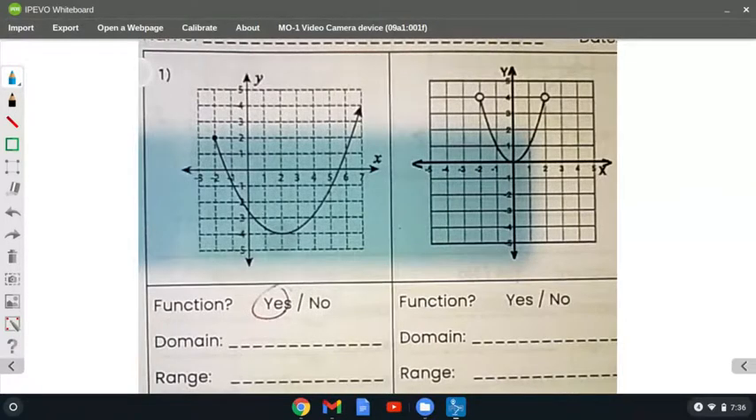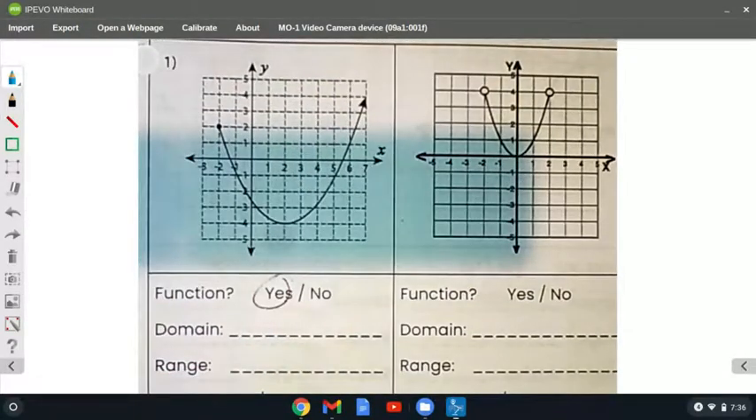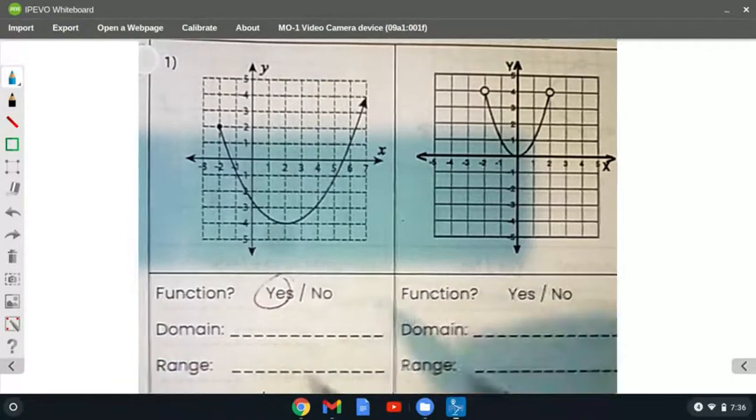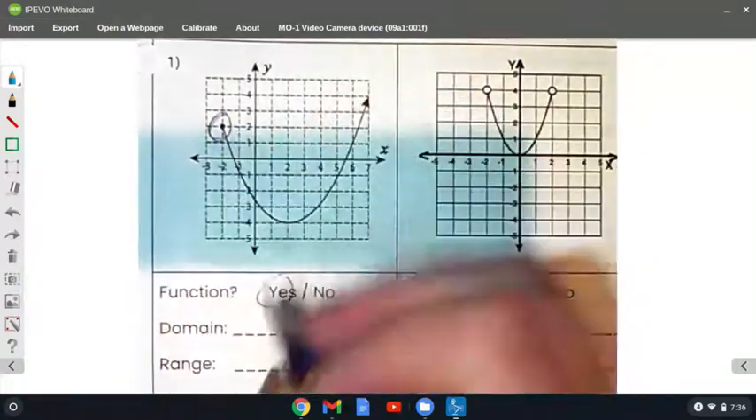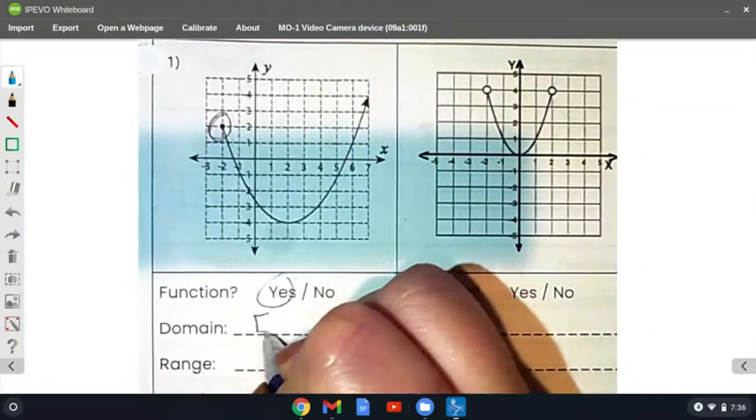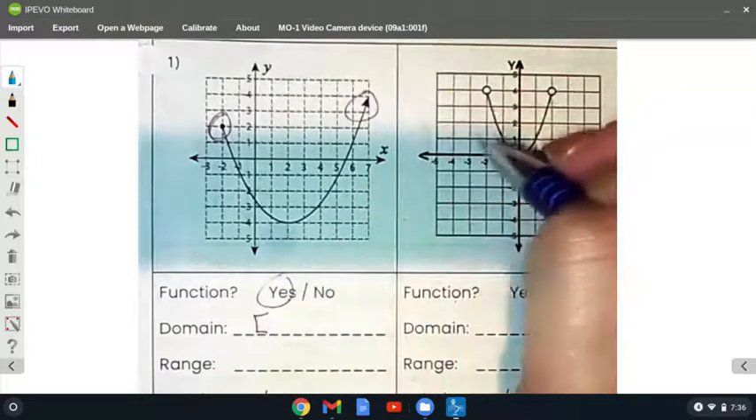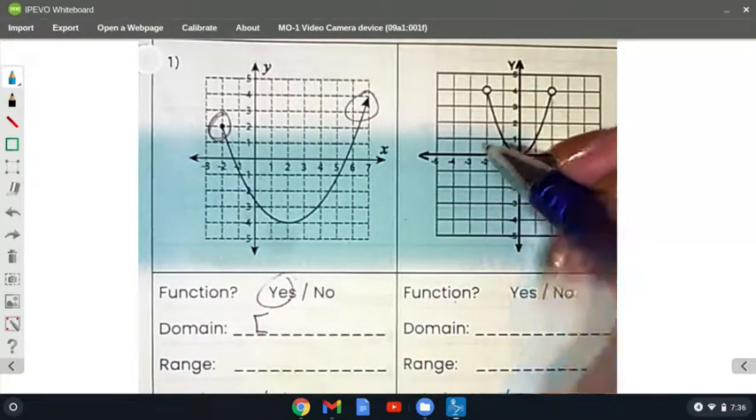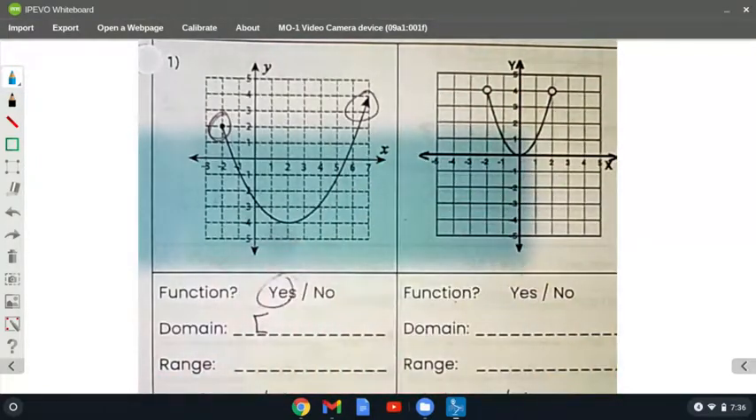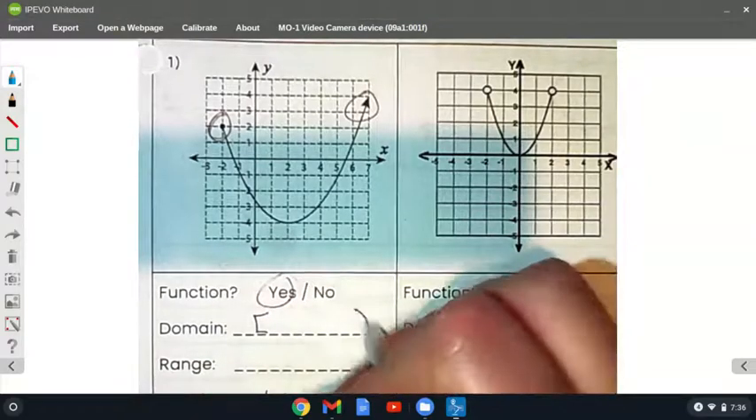My domain, you guys can write it as inequalities or you can write it in interval notation. I want to focus on interval notation, so I'm just going to stick to that way. Right here, there's a closed circle, so that means we have a bracket. Over here, we have an arrow, which means it's going on forever in that direction. So we're going to have a parenthesis.